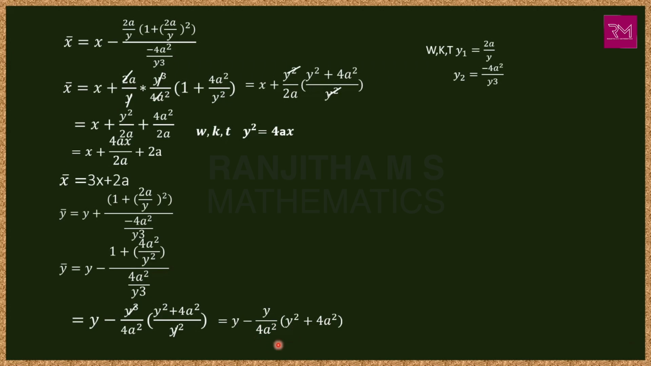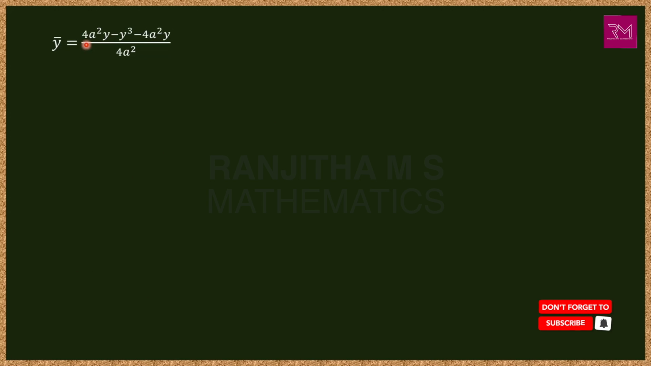Here take 4a square as LCM and simplify, we get 4a square y minus y into y square is y cube plus into minus 4a square y divided by 4a square. That is y bar, which is equal to 4a square y minus y cube minus 4a square y. 4a square y gets cancelled. We get y bar value as minus y cube divided by 4a square. Also we have x bar value as 3x plus 2a.